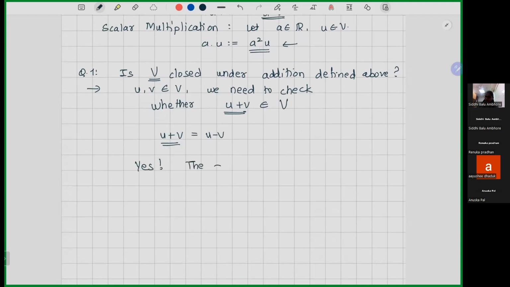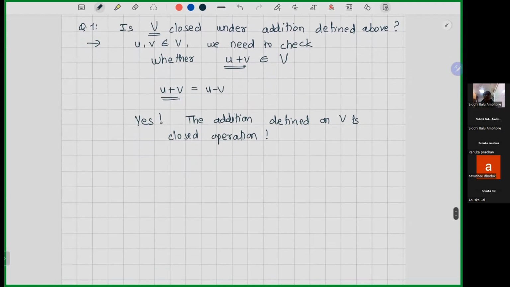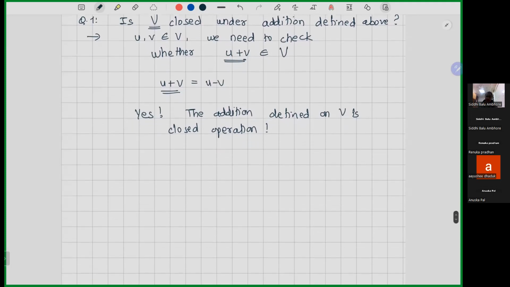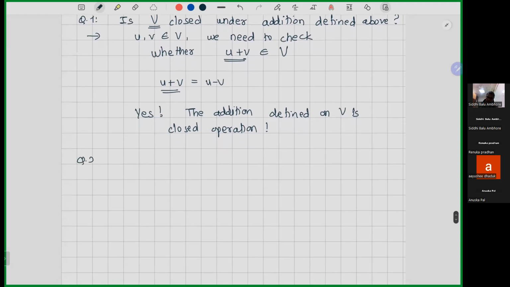The addition defined on V is a closed operation. And if you have any doubt, feel free to unmute and ask anytime. If you are not aware of any concept which we are using in the problem, feel free to unmute and ask. So this was our first question, and let us go to the second question.